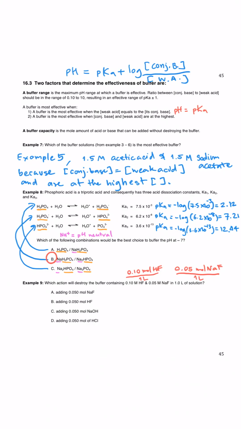For choice A, adding 0.05 mole of sodium fluoride will cause the total mole of sodium fluoride to increase to 0.1 mole of sodium fluoride. This action will not destroy the buffer solution. Instead, this action will increase the effectiveness of the buffer because now the total mole of conjugate base is equal to its conjugate weak acid.